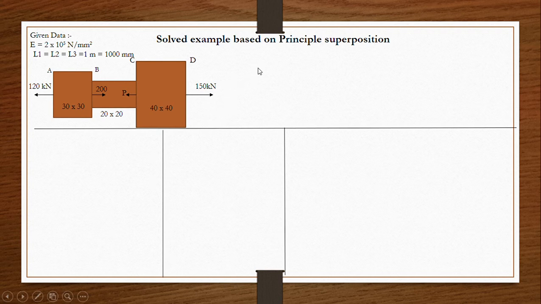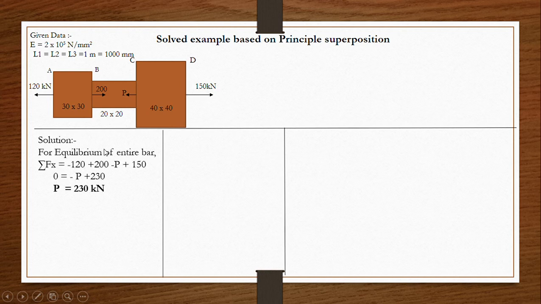Move to the next problem. Here we will solve by a similar method. First we have to calculate the value of P by the auxiliary method. 120 is going left hand side, so negative. 200 in the right hand side, so positive. And 150 is going on the positive side. So the value of P is given as positive 230. So the P will be 230.